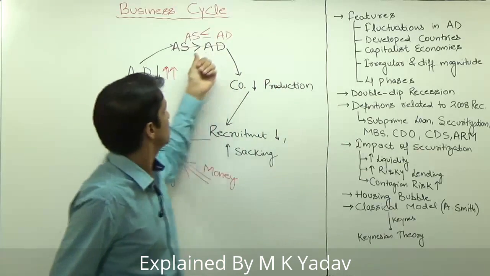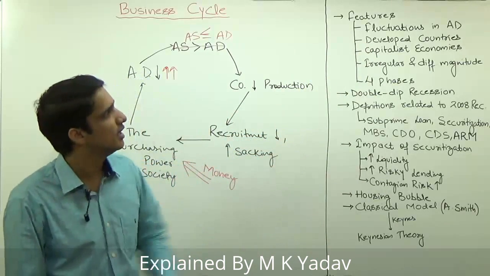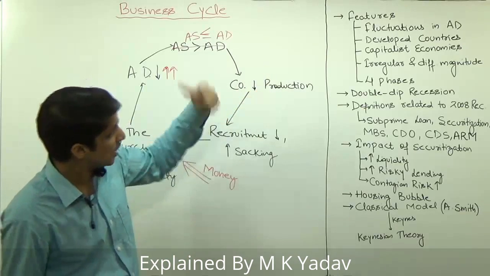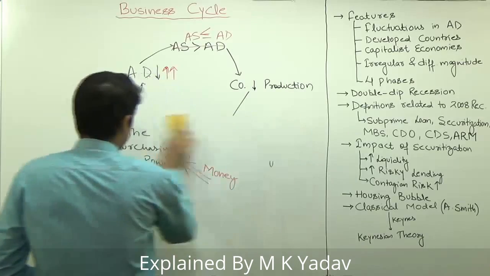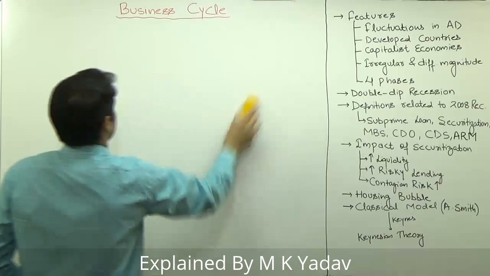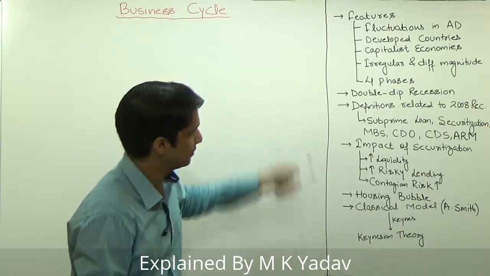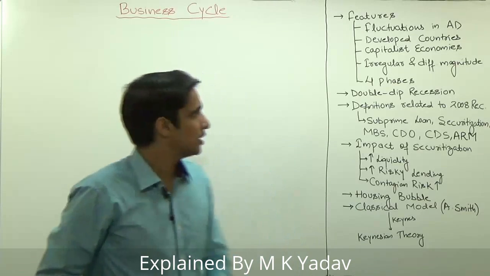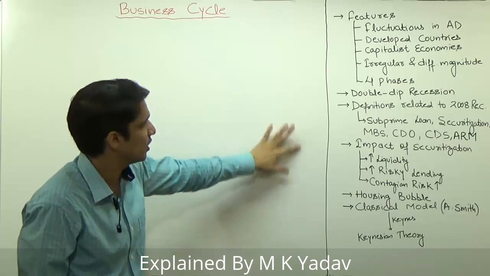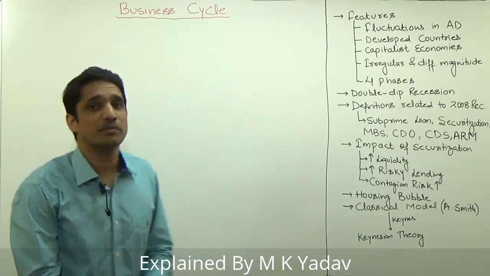So aggregate supply being more than aggregate demand is the characteristic of the developed countries. That is why the business cycle is the characteristic of the developed countries and not the developing countries. Then it is also a characteristic of the capitalist economies. We discussed under the first part of microeconomics the capitalist economic model, the centrally planned economic model, and also the mixed economy model. Under the capitalist economies, the sources of production, distribution, and the natural resources are owned by private entities. They are not owned by the society.